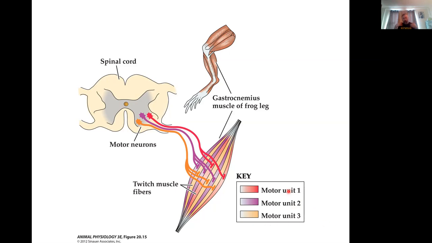Now, one neuron can go to multiple muscle fibers, but every muscle fiber is only connected to one neuron. So that's an important thing to keep in mind.